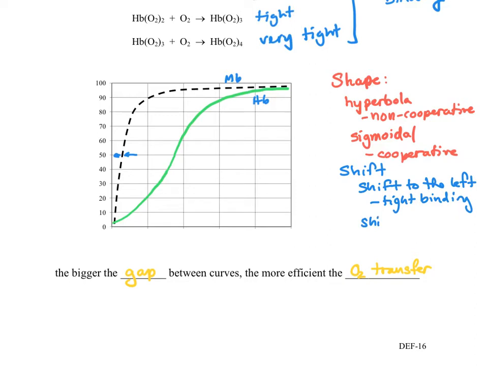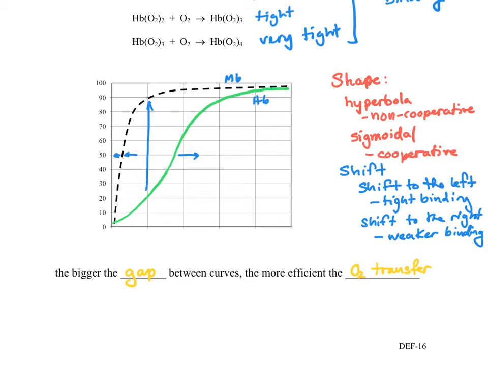Therefore, shift to the right, as we see here for hemoglobin, is weak binding, or weaker binding to oxygen. And it's worth noting that both of these things for hemoglobin, the shift to the right and the sigmoidal curve, conspire to give us what we need, which is this large gap between myoglobin and hemoglobin down in the low PO2 where the muscles are. Remember, the bigger the gap between the curves, the more efficient oxygen transfer is.